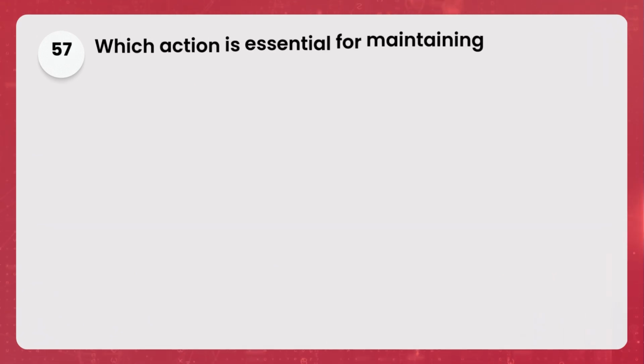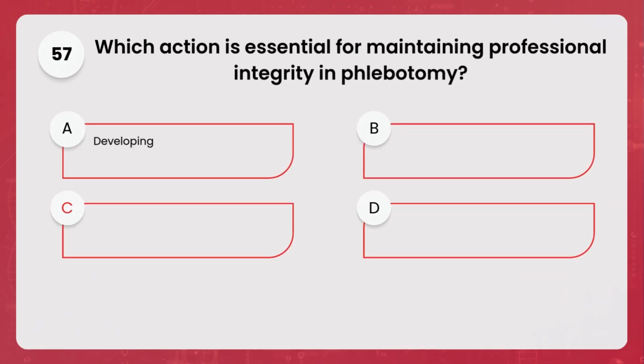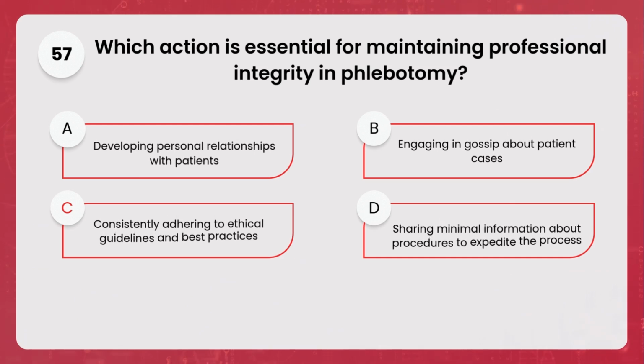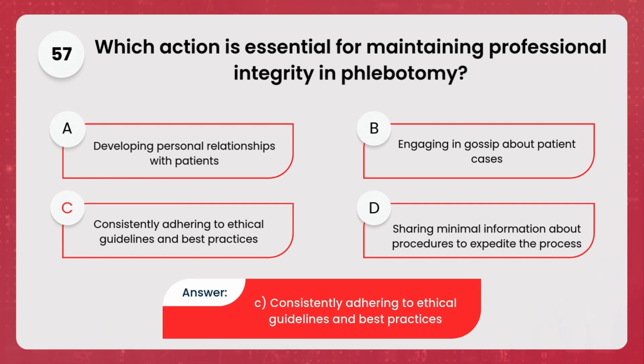Number 57. Which action is essential for maintaining professional integrity in phlebotomy? A. Developing personal relationships with patients. B. Engaging in gossip about patient cases. C. Consistently adhering to ethical guidelines and best practices. D. Sharing minimal information about procedures to expedite the process. The answer is C. Consistently adhering to ethical guidelines and best practices.